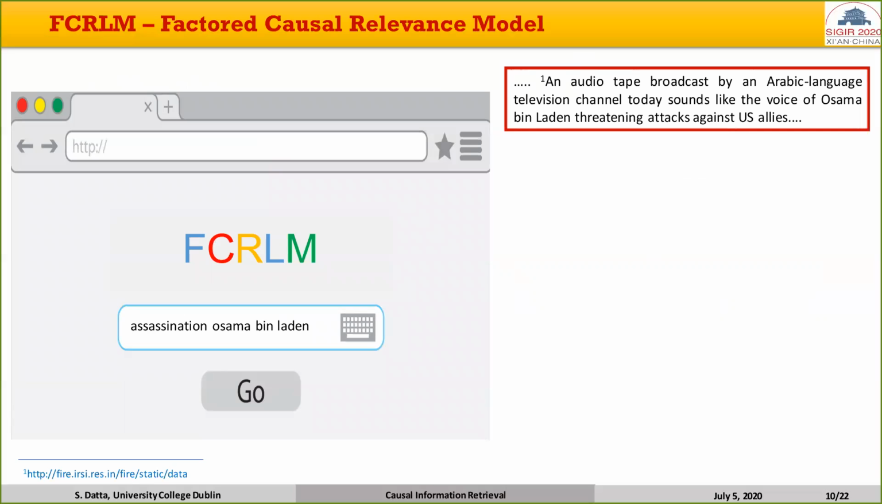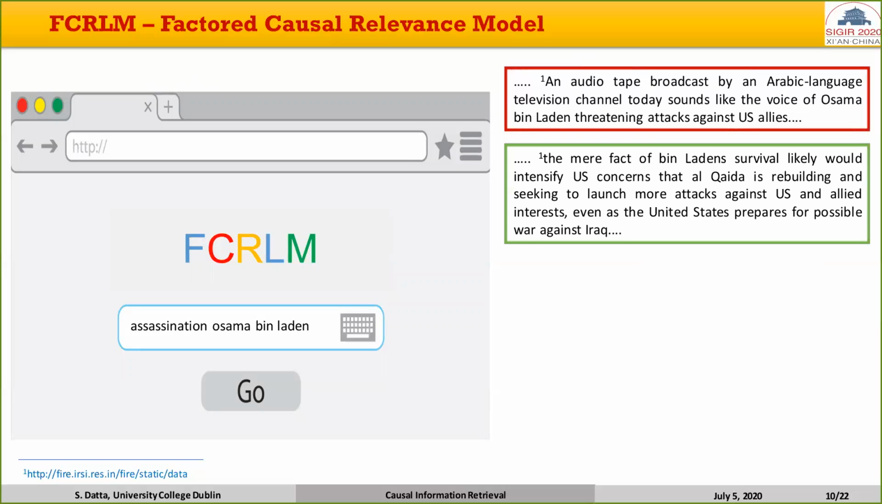So given a query, FCRLM is capable of listing down all plausible events that might have set off the query event. As you can see over here, for the query assassination Osama bin Laden, the first document retrieved by this model is an audio tape broadcast, which sounded like the voice of Osama bin Laden threatening attacks against US allies, which is certainly a potential event that might have led to the assassination of Osama. The second document is also talking about Al-Qaeda rebuilding and seeking to launch more attacks against the US, which is also quite significant in this respect.